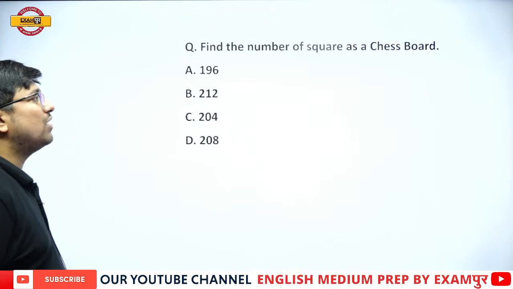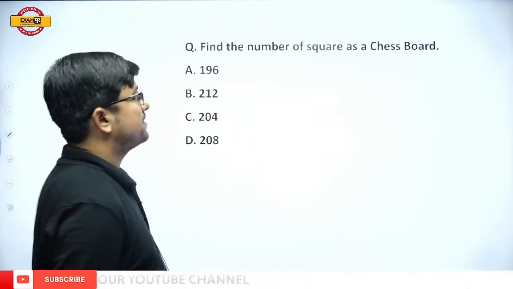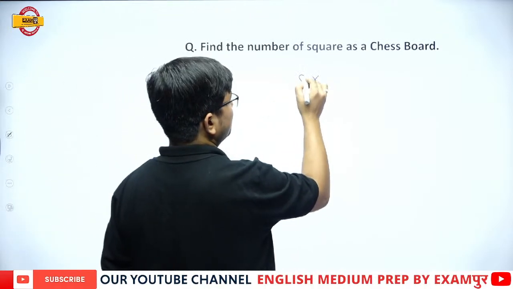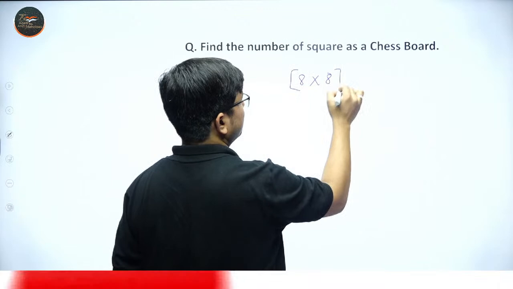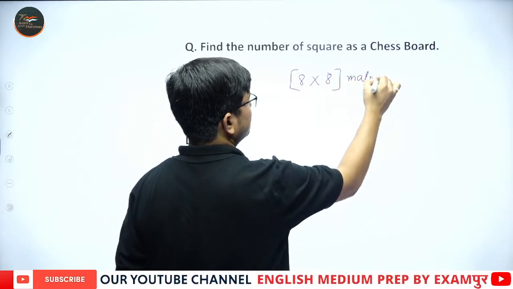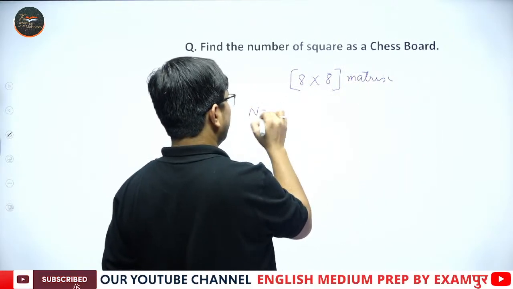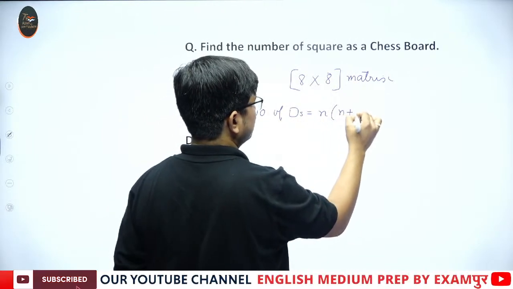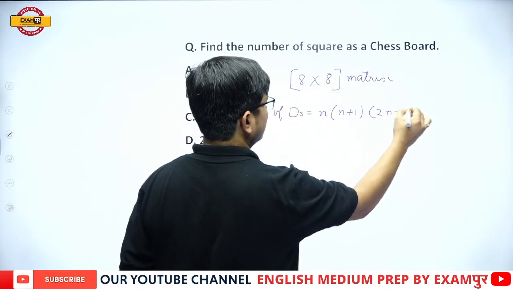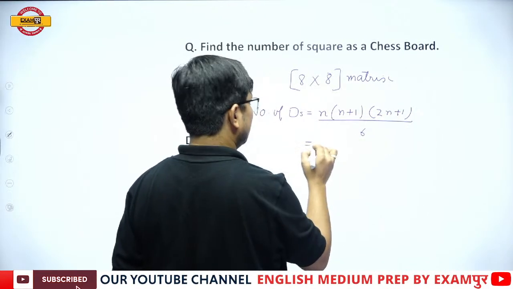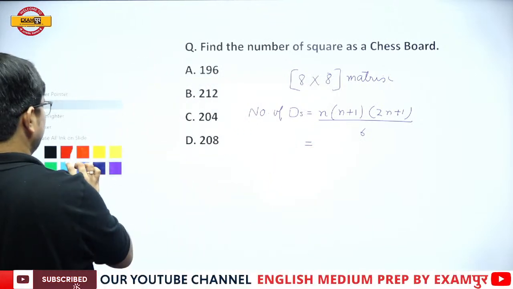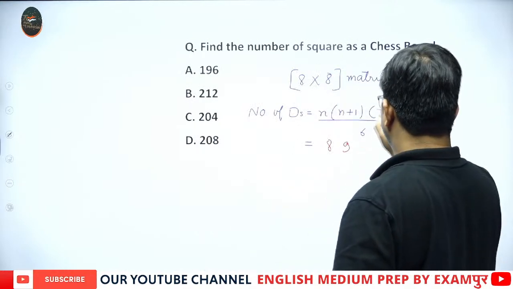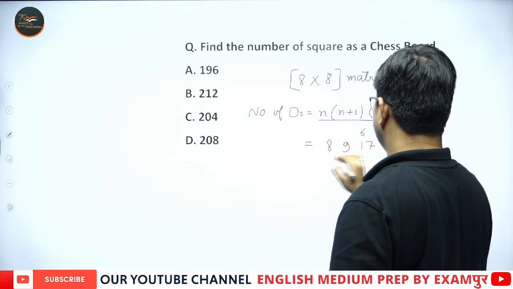Okay, now see, find the number of squares on a chessboard. A chessboard is an 8 cross 8 matrix. Now if the chessboard is an 8 cross 8 matrix, the number of squares is n into n plus 1 into 2n plus 1 upon 6. So now n's value is 8 into 8 plus 1, 9, into 2 times 8 is 16 plus 1, 17, upon 6.